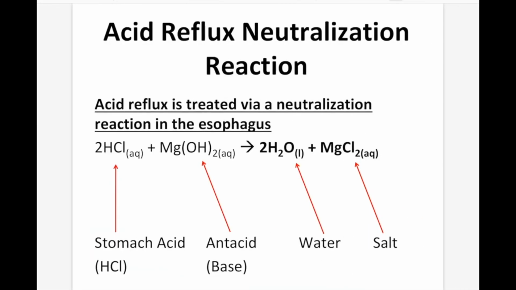Acid reflux neutralization reaction. So bringing it all together, acid reflux is treated via a neutralization reaction in the esophagus. So we talked about the fact that your stomach produces this HCl, and that's what causes that burning sensation in your esophagus. Now, to counteract that, we take antacid tablets, which are essentially a base that we're going to take. So this acid is splashing up in our stomach, we take in some base, and then we create a neutralization reaction in our esophagus. And that neutralization reaction produces water and this salt. The salt generally just flows back into your stomach, and then you just pass it.